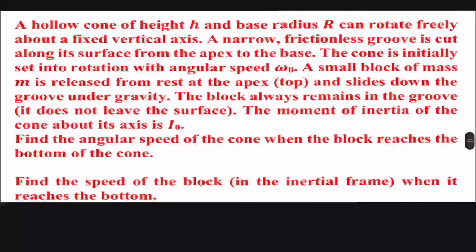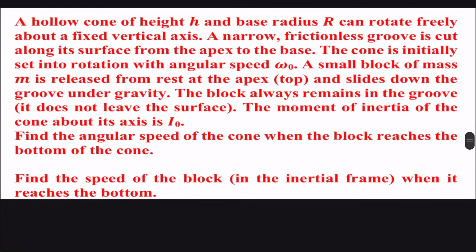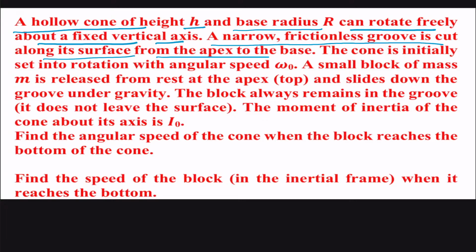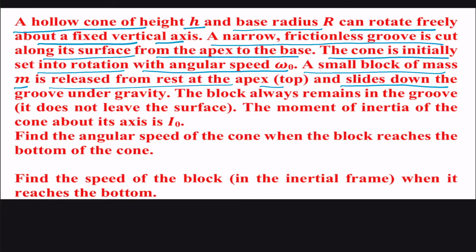Now we come to our second question. It states that a hollow cone of height h and base radius r can rotate freely about a fixed vertical axis. A narrow frictionless groove is cut along its surface from the apex to the base. The cone is initially set into rotation with angular speed omega naught. A small block of mass m is released from rest from the apex, that is the top, and slides down the groove under gravity. The block always remains in the groove, it does not leave the surface.